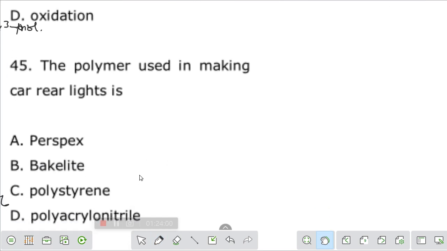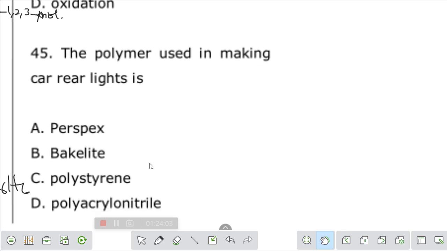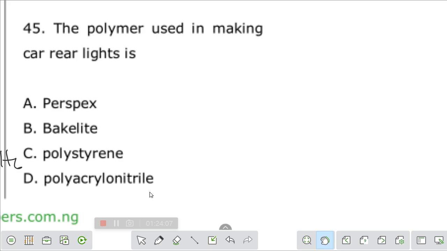The polymer used in making carrier bags. Which polymer do we use in making carrier bags? I'm waiting for your answer. You can see uses are very, very important. I told you when I was teaching you organic chemistry, uses are very, very important, and you can see they're asking us uses. So please, for all the uses I did not write down in that organic chemistry, make sure you don't skip them, because I just said them with my mouth.